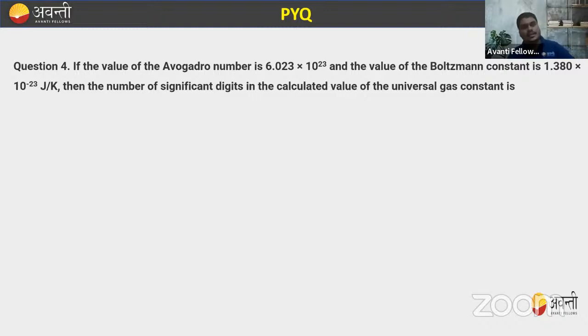Now, the next question is, if the value of the Avogadro number is 6.023 into 10 to the power 23, and the value of the Boltzmann constant is 1.380 into 10 to the power minus 23, then what is the number of significant digits in the calculated value of the universal gas constant? You have to calculate the universal gas constant.